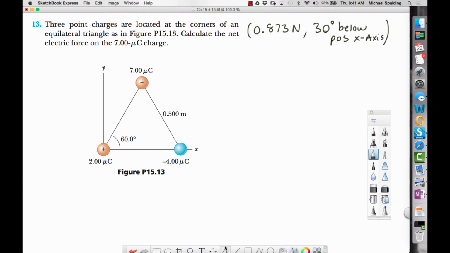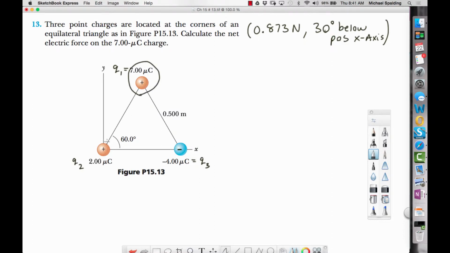All right, so this is a Coulomb's law problem. We got three charges around the perimeter of an equilateral triangle. We're going to call this guy charge 1, we'll call this guy charge 2, and we'll call this guy charge 3. He's negative. Now, this problem wants us to find the net force on this guy.